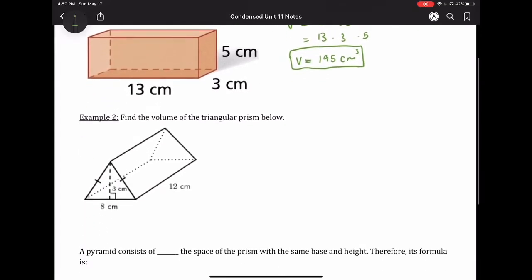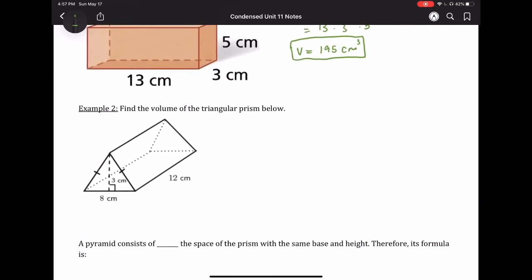Let's go ahead and look at this triangular prism in example number 2. So I mentioned before, you're finding the area of the base and you're multiplying it by the height of the shape. Holds true here. So for my formula, volume is equal to area of the base, which is a triangle, 1/2 times base times height, times the whole height of the prism, which we'll call the length in this case. So we'll call that L.